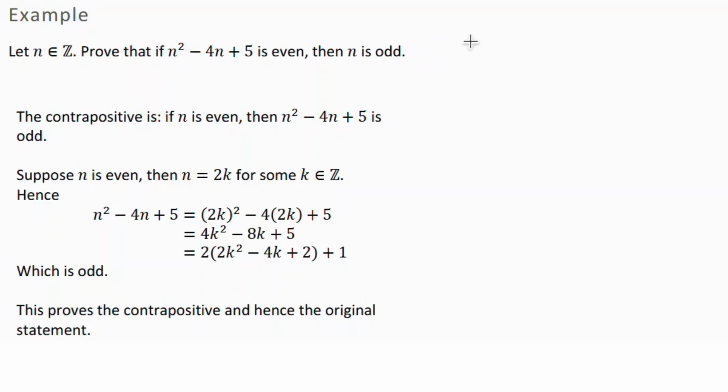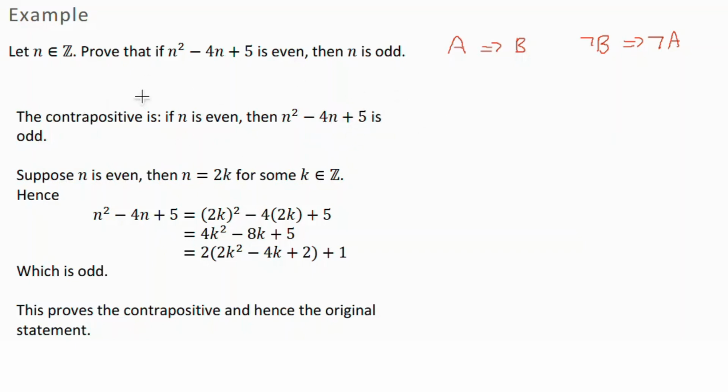Now remember that the contrapositive says that if A implies B, then that is exactly the same as saying not B implies not A. So the first thing we're going to do is write the contrapositive. Now in this case B was n is odd, so not B is n is even. And A was n squared minus 4n plus 5 is even, so not A is n squared minus 4n plus 5 is odd.